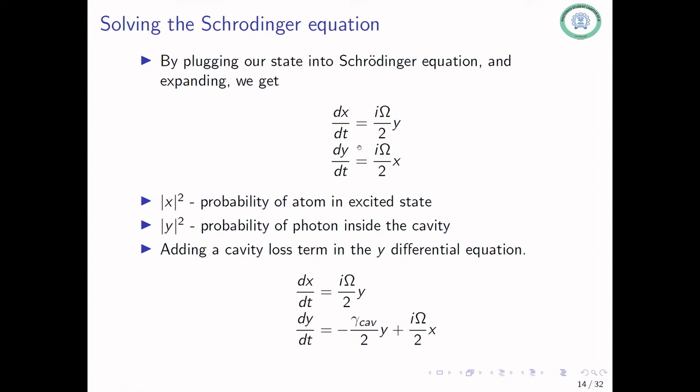You can see this is an oscillator system because d squared x by dt squared is basically i omega by 2 times dy by dt, which is again i omega by 2. So this is like minus omega squared by 4 x. This is your simple harmonic oscillator. Similarly in y also. So this is what you really call Rabi oscillation. Based on that, mod x squared is representing the probability that our atom is in an excited state, and mod y squared is the probability that you'll have a photon inside the cavity.